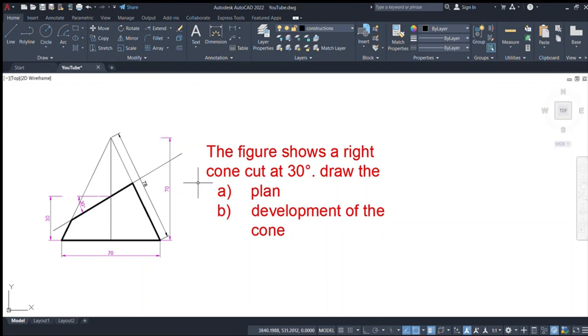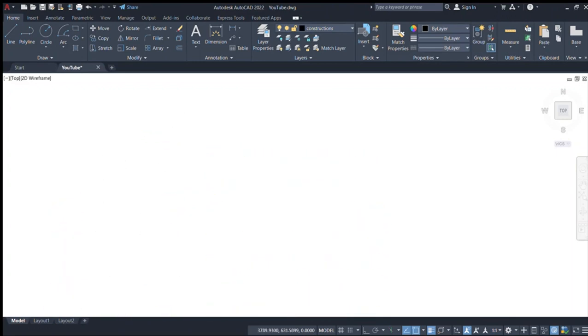In another example, I shall do a question where it will require us to do the auxiliary view of the cone and the end elevation. But for this question, I'm doing exactly as the question is asking us here. So let's start it off.